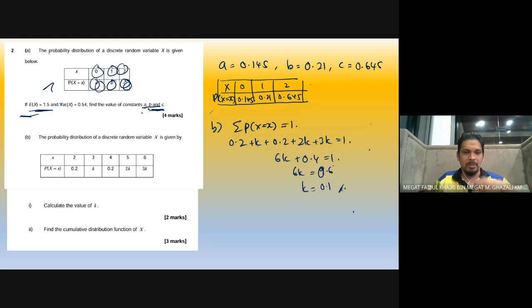So this is 0.1, this is 0.2, and this is 0.3. Calculate the value of k, which is 0.1. Find the cumulative distribution of x.